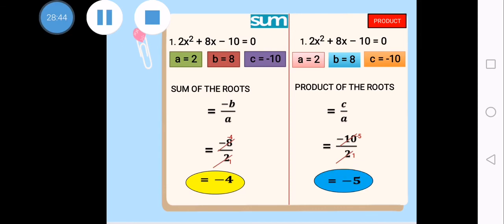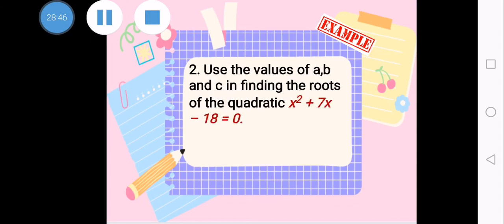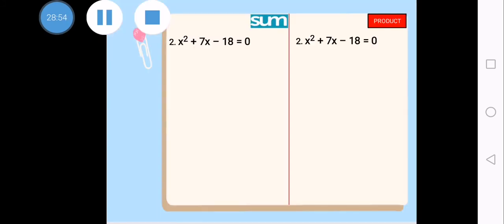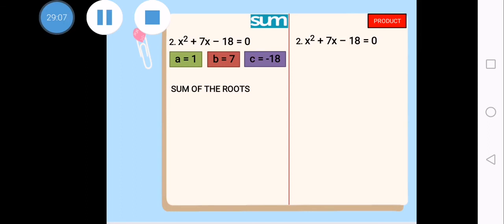Yun. So, next. Ito naman. So, ang equation po natin ay x squared plus 7x minus 18. Yan. So, sum. Ang value ni A ay 1. Value ni B, positive 7. C is negative 18. Sum of the roots.